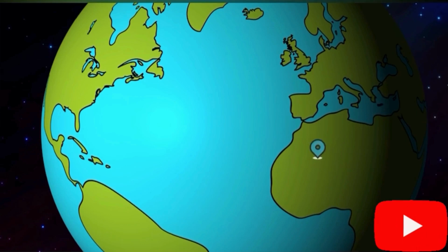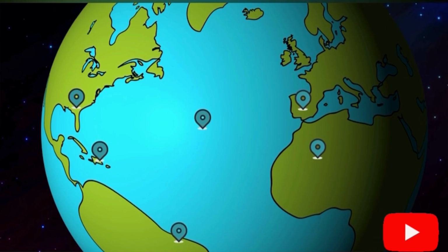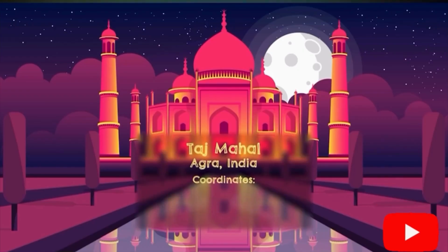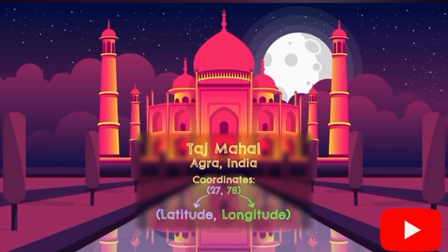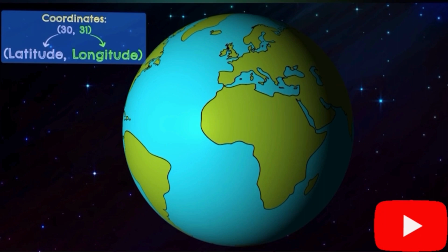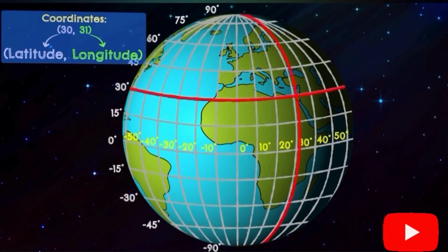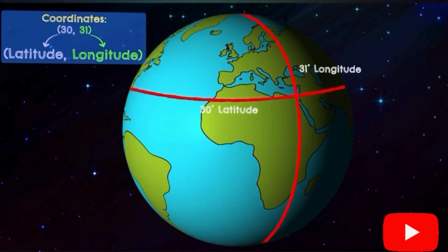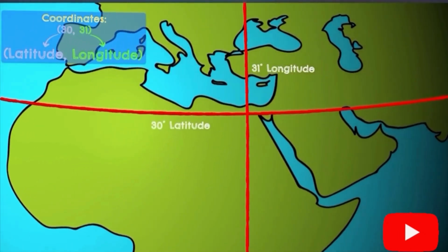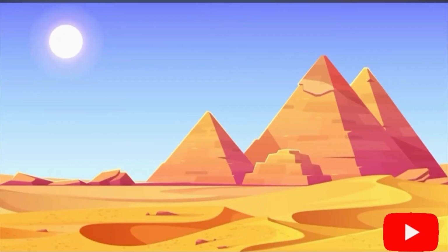Okay, now let's use longitudes and latitudes to locate places on a map. The latitude and longitude position of any place on Earth is called its coordinates, with the latitude shown first and the longitude shown second. So if I asked you to look for a mystery place with coordinates of 30 and 31, you would find the latitude at 30 degrees and the longitude at 31 degrees, and where these two lines meet is our mystery place, the Great Pyramid of Giza.